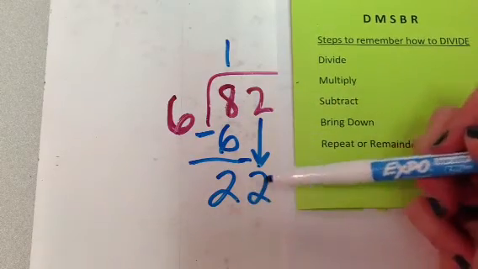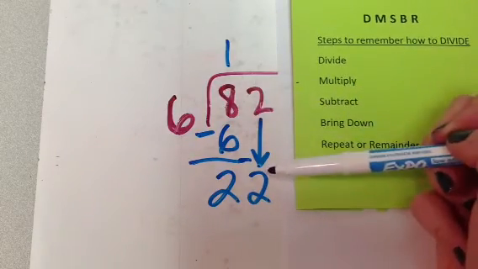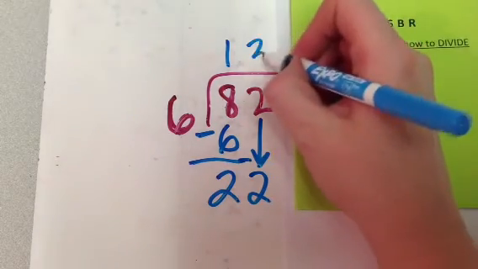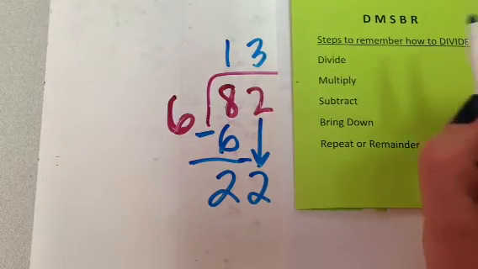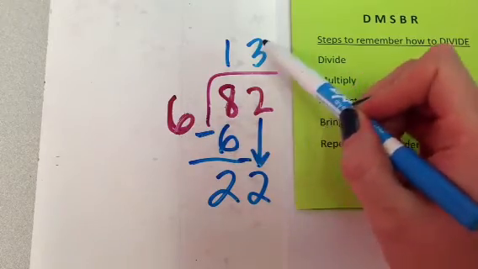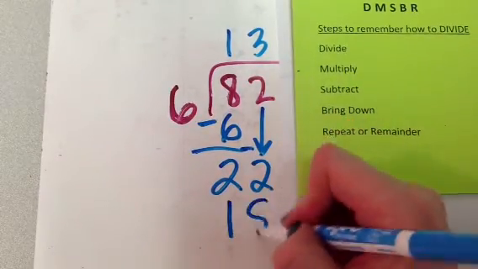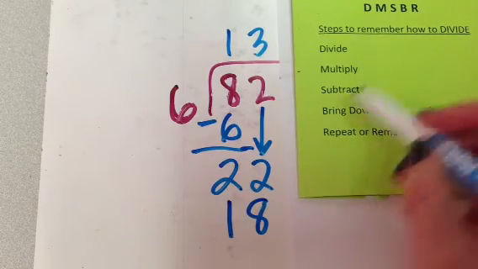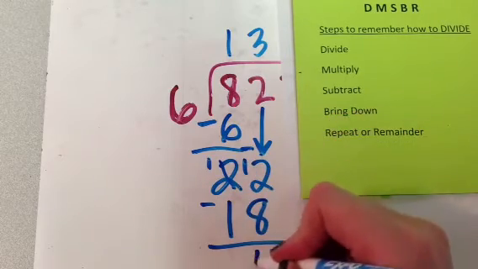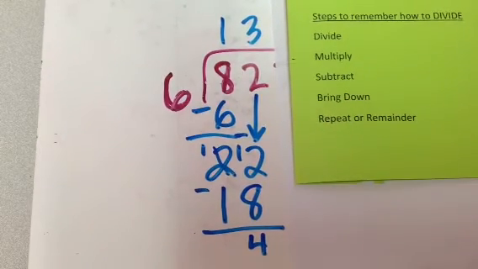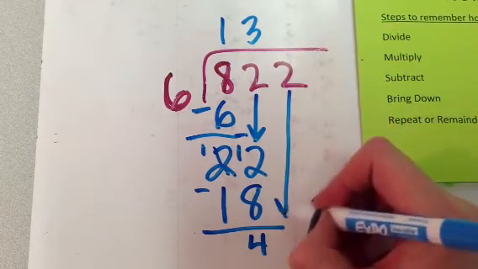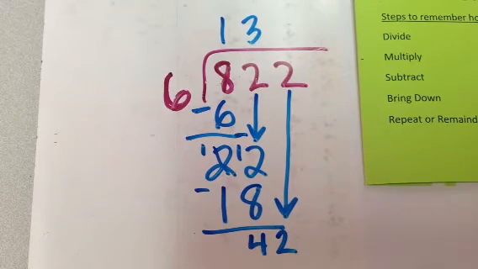So 6 into 22. How many times can 6 divide into 22? I am not sure. 3, right? That'll get me close. Because 6 times 4, I would go over. All right, so 6 times 3 gets me close to 22. It's actually 18. That's my multiply step. Now I subtract. 22 minus 18 is 4. And now I bring down again. So I slide my paper over. I expose the last number here. And I make a 42.